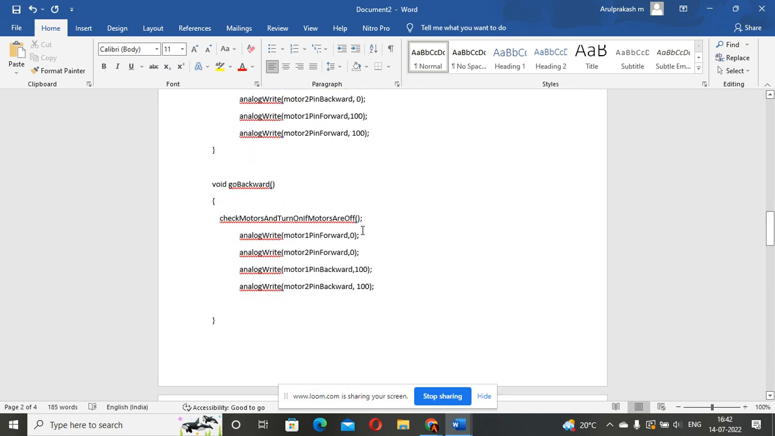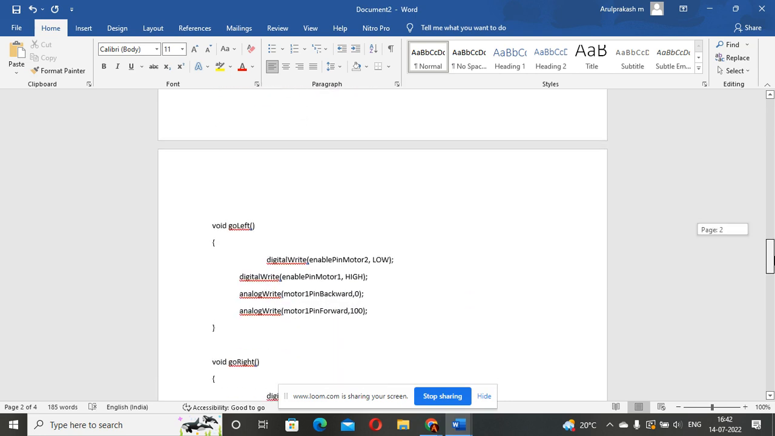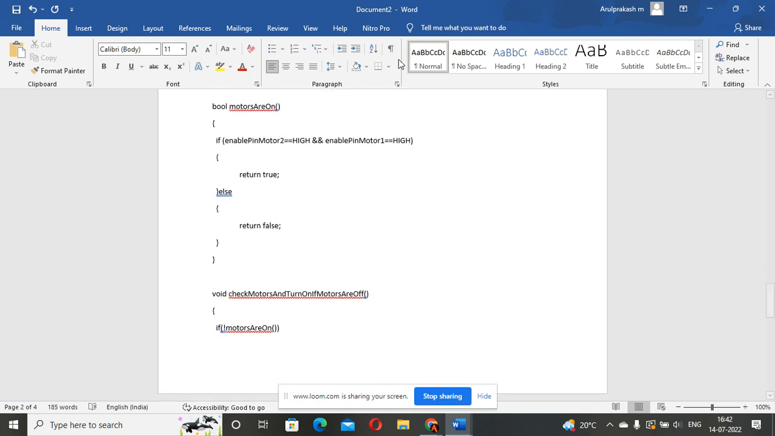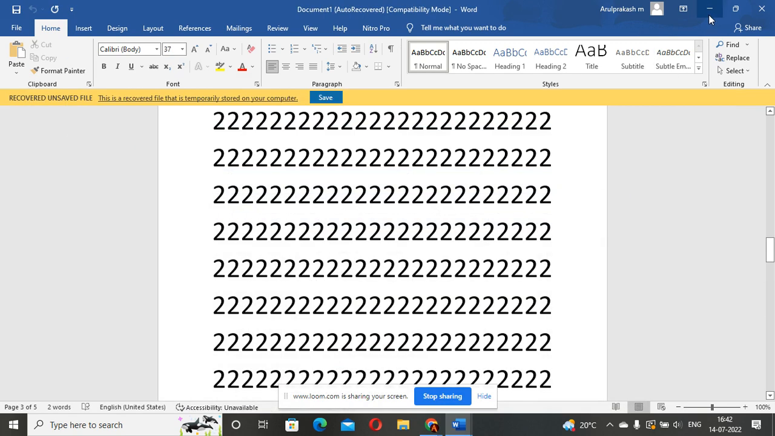The backward direction we also have to set like this. If you want to rotate slowly, give 100. If you want to rotate fast, apply 255. And this is the program. When you simulate this program, you can get an output like this.